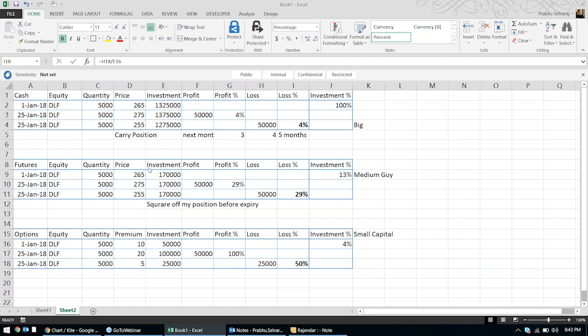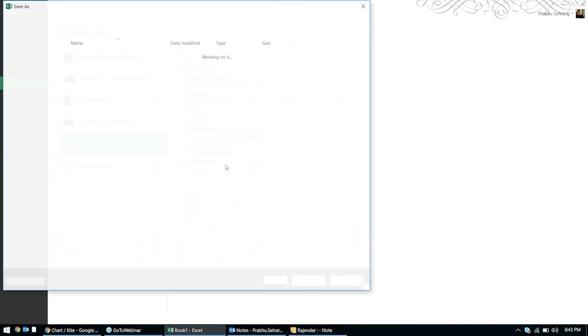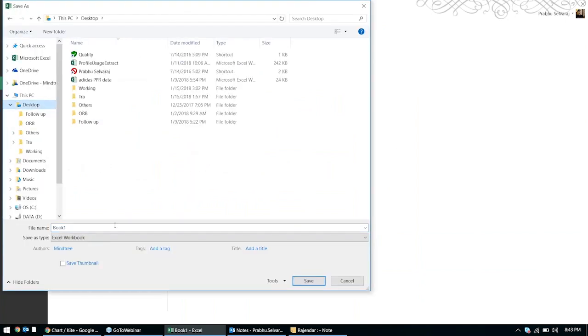People want an Excel sheet. This is just an illusion, okay? But the concept is the same. The concept is the same. It does not go anywhere. I mean, the concept will not change, okay?